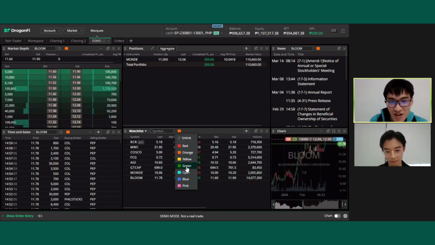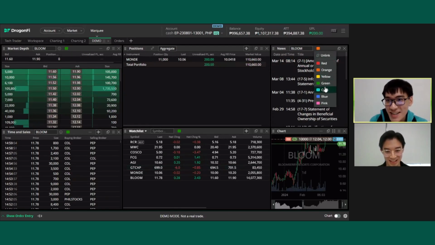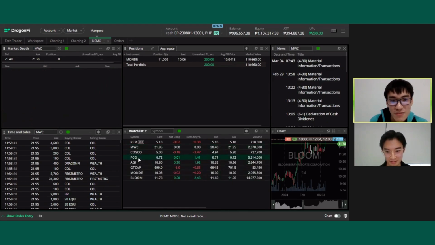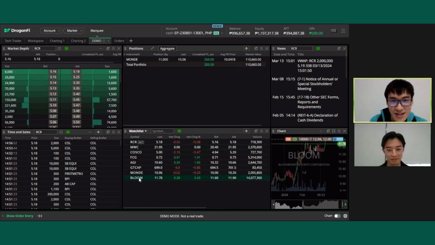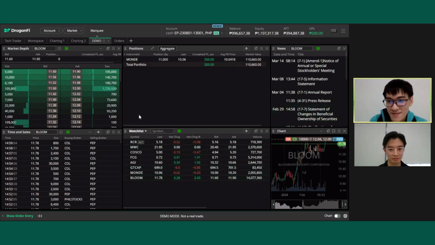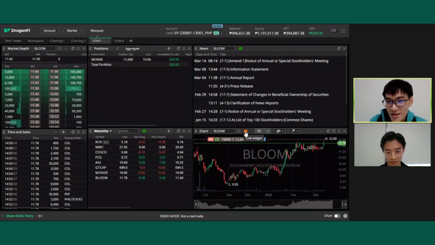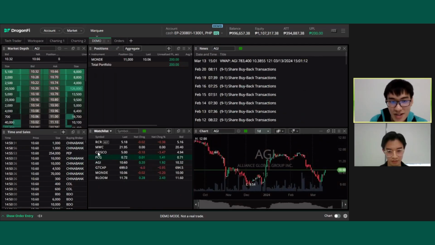So you can also change the color. So let's say green, that's your favorite color, right? Like the Dragonfly logo, green. So just change that to green. So when you click your watch list, see, it's all MWC, it's all FCG, it's all RCR. See, it moves together. Oh, also the chart, you can also do that. So you would just change that to green. So there, it also changes.